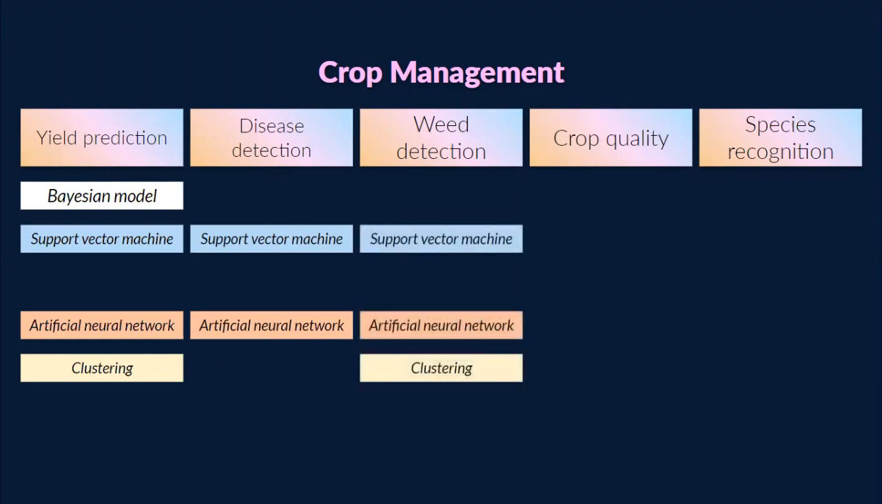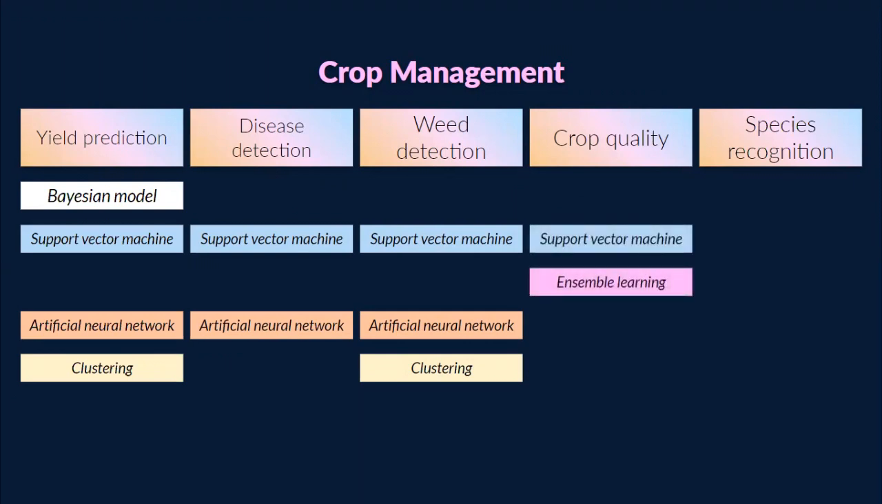And then there is weed detection, applying the same as disease detection and yield prediction with the add-on of clustering. Next, for crop quality, support vector machine and ensemble learning have been applied as learning models. And last but not least, artificial neural network has been applied in species recognition. So from crop management, we get to know that artificial neural network is the main and most applied learning model, followed by support vector machine.